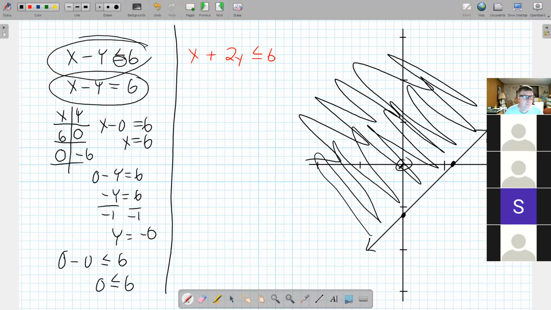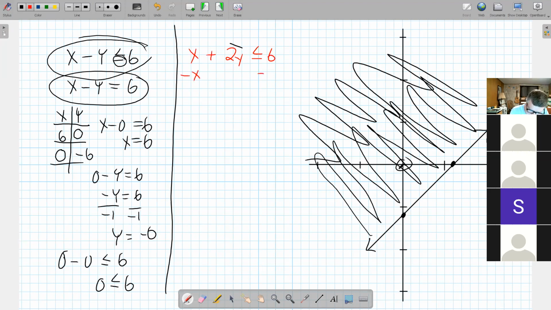Okay? Now, how did you get the 2y? This over here? Yes. That's the second inequality. That's a whole different inequality. Oh, I see. Okay. Yeah, so now we're going to do that one.